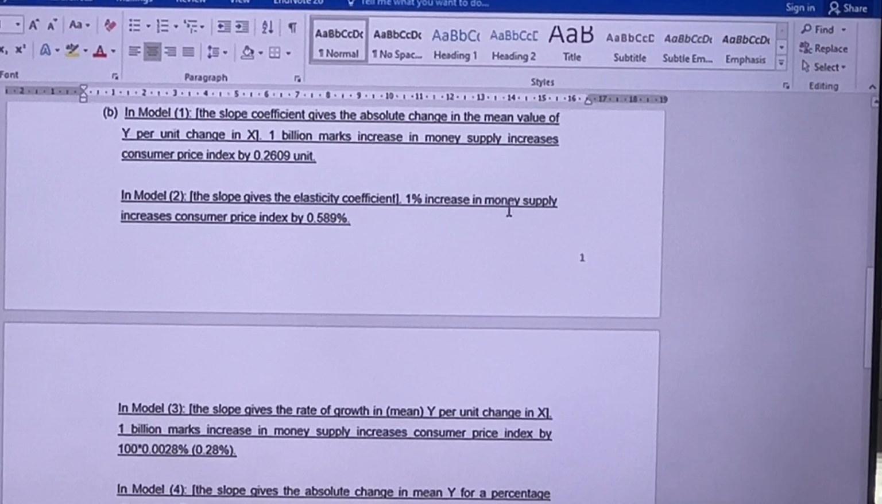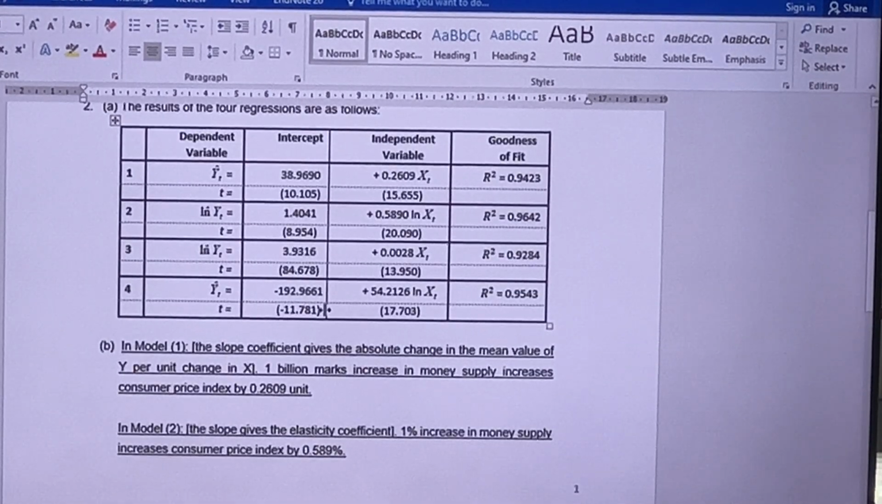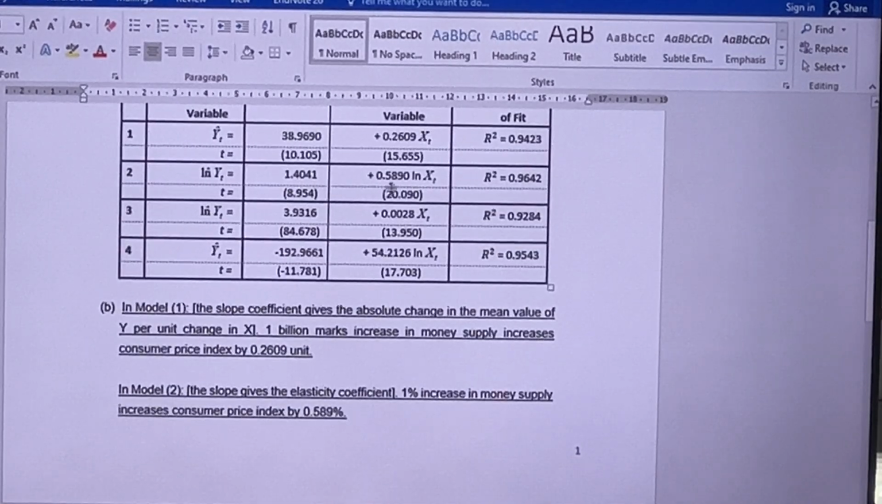So 1% increase in the x in money supply increases the dependent variable y, consumer price index by 0.589%. So you can just take that value and then you can interpret as percent. So 1% change in X, and the Y will change, increase or decrease by the estimated value.